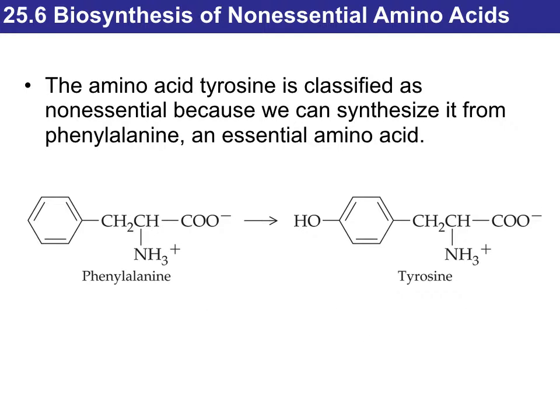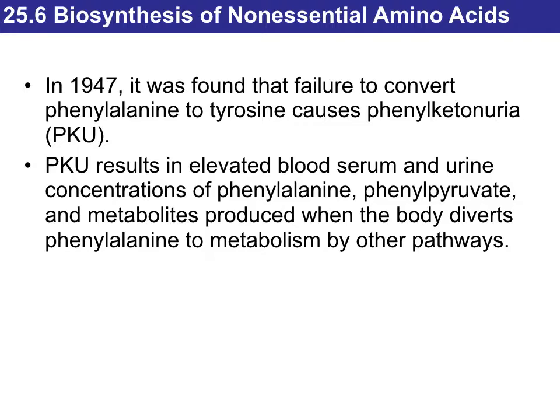And if we look at the amino acid tyrosine, it's still classified as non-essential because we can synthesize it from phenylalanine, which is an essential amino acid, meaning you have to have it in the diet. And then it brings us to something that is very important. I'm sure you have heard of it. Failure to convert phenylalanine to tyrosine is what we call PKU, or phenylketonuria.